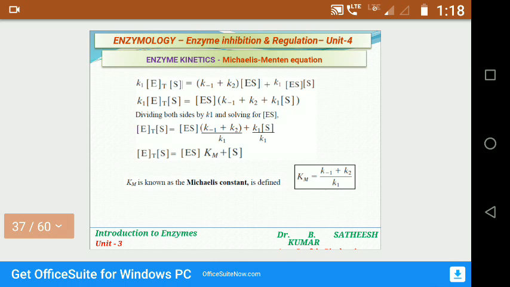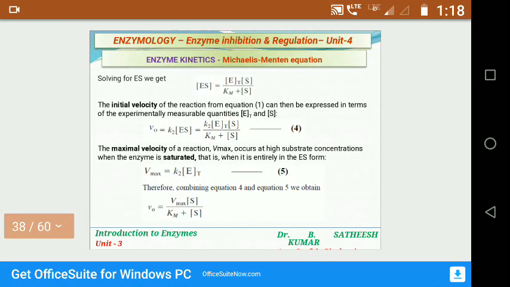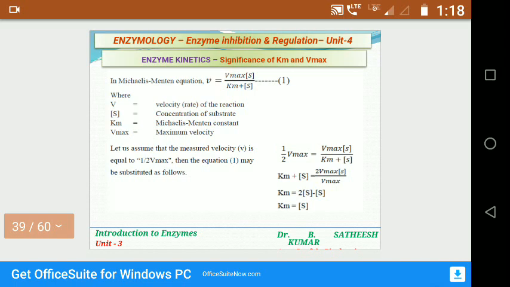So now putting all these things together, we will solve for the ES concentration. By following all the mathematical expressions, deriving and simplifying the variables and equation, we will finally get our Michaelis-Menten equation, which is nothing but V equal to Vmax S by Km plus S. Here Km is the Michaelis-Menten constant. So now the initial velocity of the reaction is equal to Vmax S by Km plus S.